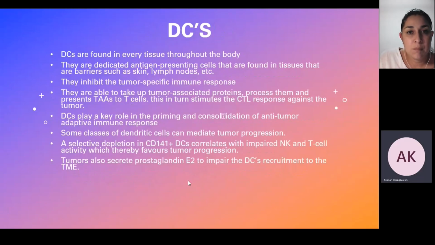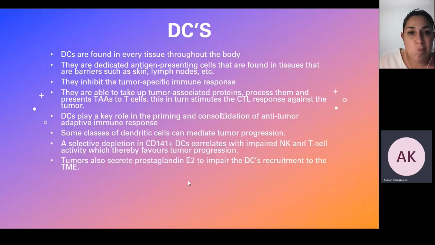This is another form of innate cells, the dendritic cells. They are found in every tissue throughout the body. They are dedicated antigen-presenting cells, which is opposed to the NK cells. They are found in tissues that are barriers, such as the skin, the lymph nodes, etc. They inhibit the tumor-specific immune responses. They are able to take up tumor-associated proteins, process them, and present TAAs to T cells. This in turn stimulates the CTL response against the tumor.